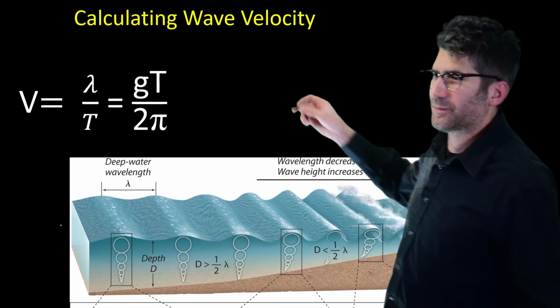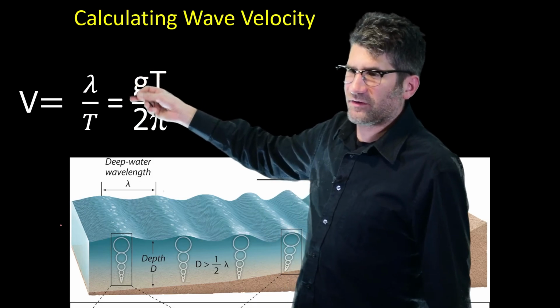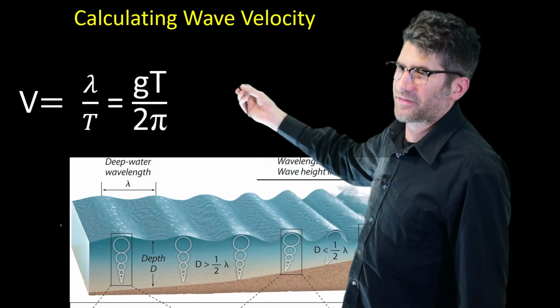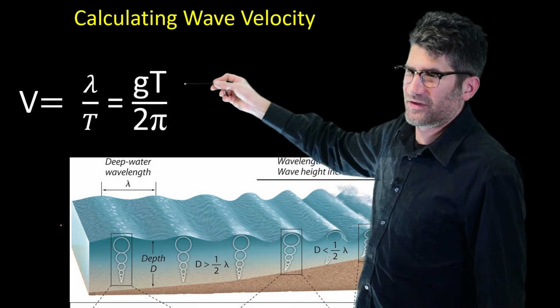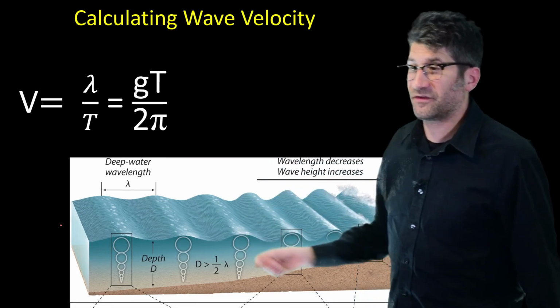When we're out in the deep ocean, we can estimate our wave velocity as our wavelength divided by our period, or another way of thinking about that is gravity times that period divided by 2 pi. That's another way we can estimate waves.